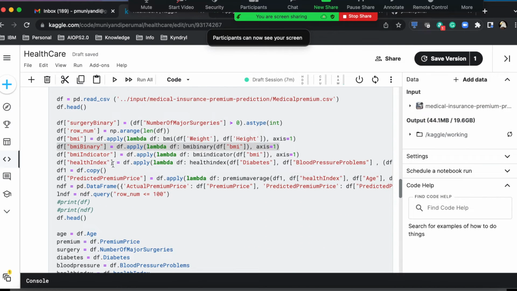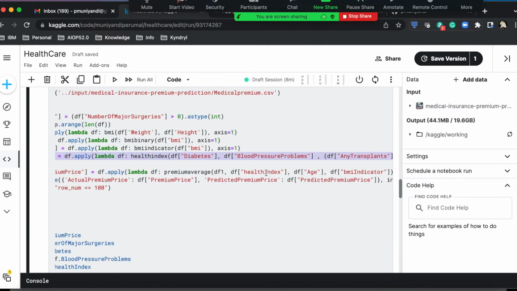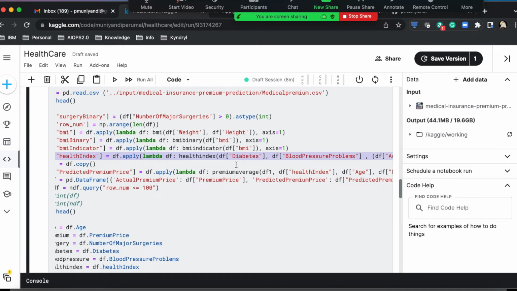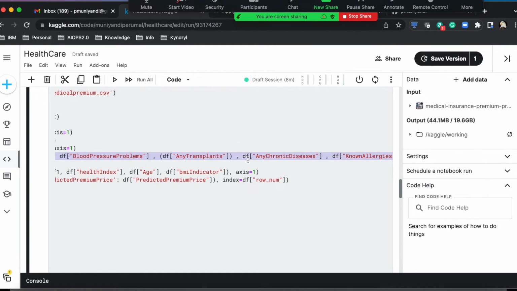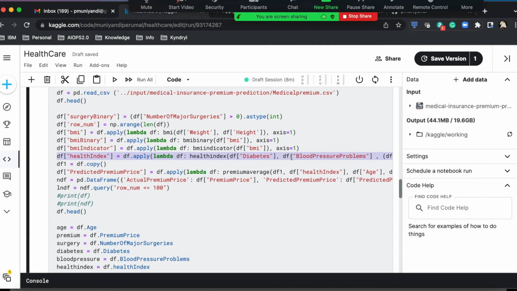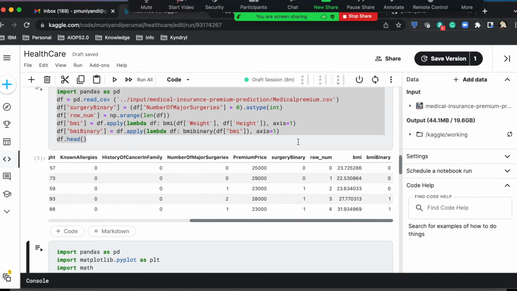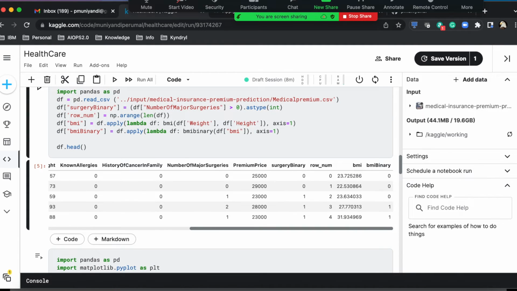These two I'm not using, so I'm not going to explain now. Now health index, I'm going to calculate a health index. How I'm calculating: I'm passing all the columns. If the particular person has a problem, suppose he has blood pressure, any allergy, history of cancer or anything, even my BMI binary, surgery binary, all those columns I'm going to pass into this function. Now I'm going to run this.